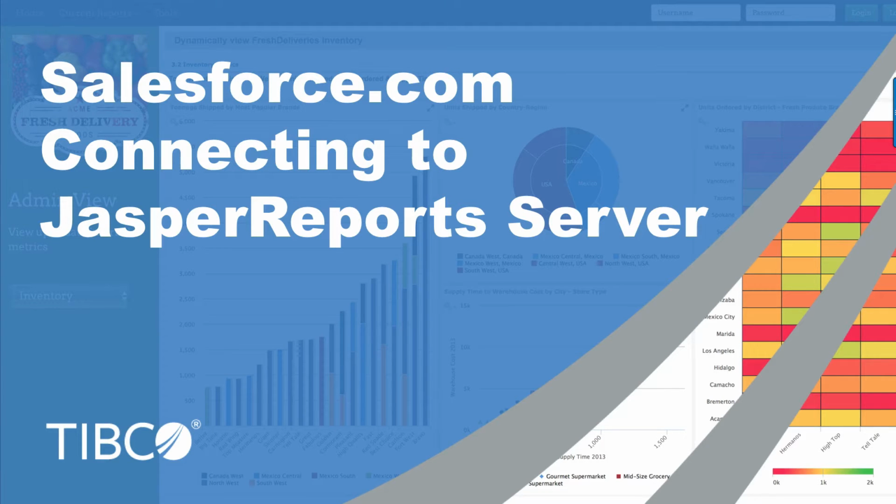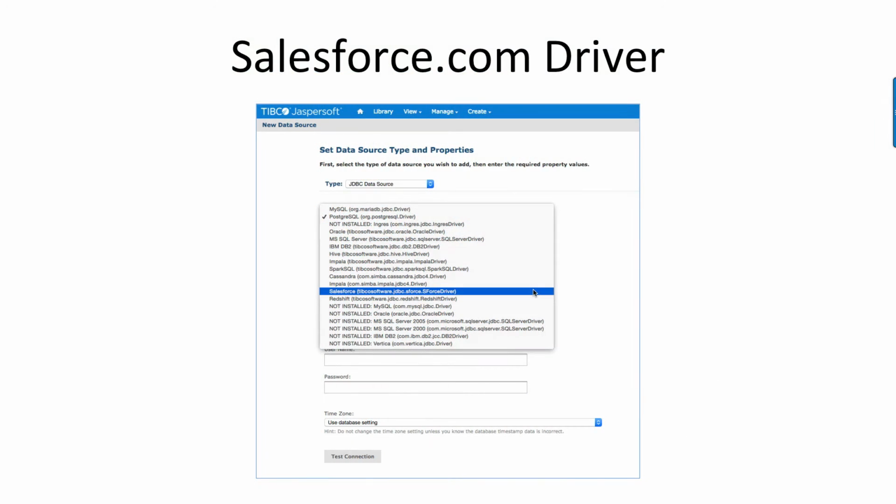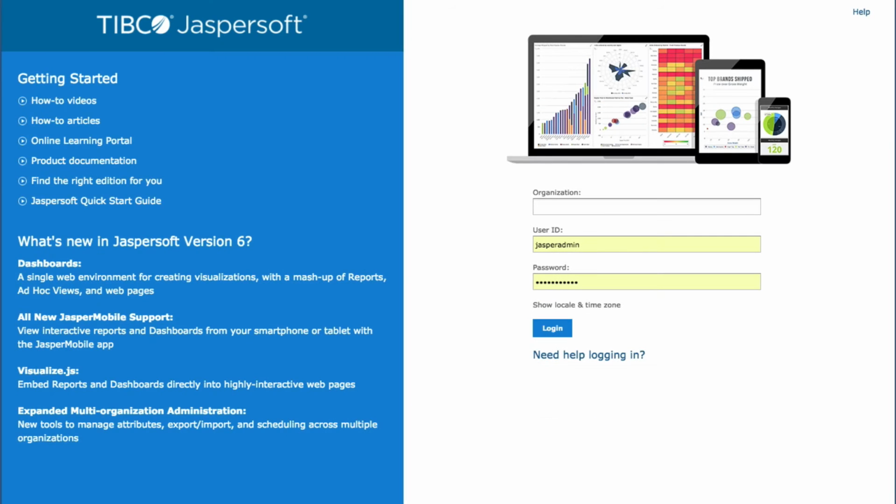Server to Salesforce.com. JasperReports Server comes with the Salesforce data source right out of the box in version 6.2.1. Simply selecting the option to create the new data source from JasperReports Server will give you the opportunity to create this connection. Let me show you a connection I've already created so you can see exactly how this works live.